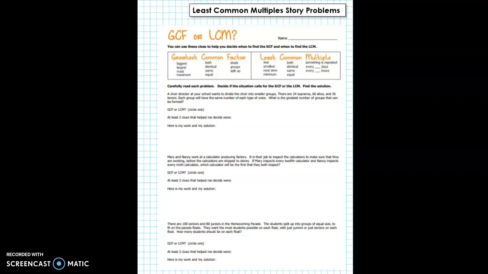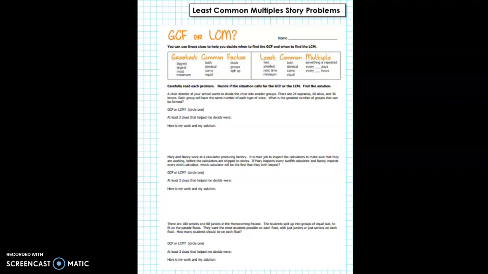Well, one thing to think about with this problem is there's only so many students. We can't make more students. And multiples are always a number that is greater than the original or more. So right there tells us that we probably aren't doing multiples.